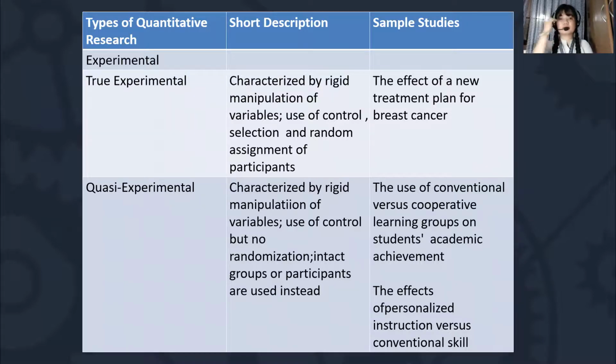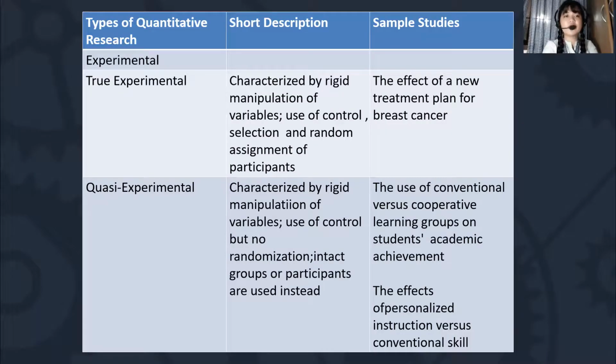As you can see, just a recap, we have already divided or classified the different types of quantitative research. So you have under experimental, true experimental and quasi-experimental, which is, okay, sorry, okay, which is true experimental is more on random assignment of participants, while quasi-experimental is more on no randomization.